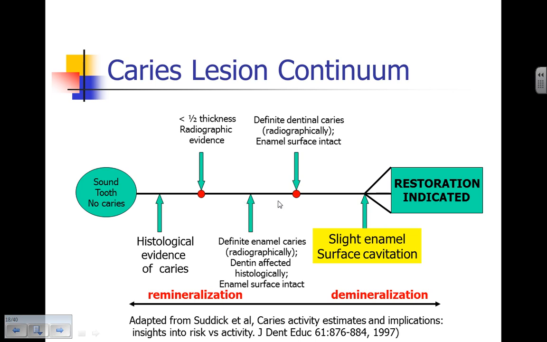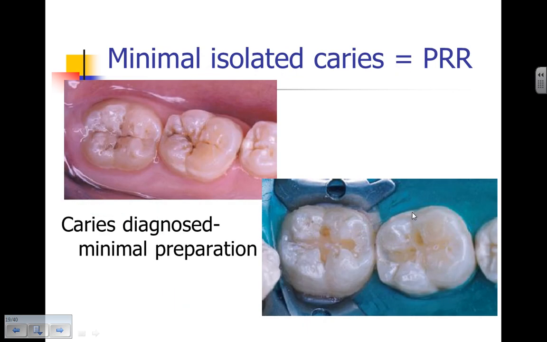Finally, as it progresses and we continue to see the demineralization, we see definite dentinal caries radiographically. The enamel surface is still intact. In fact, we can still remineralize and stop the need for a restoration. But if the progression continues to a demineralization where you see enamel cavitation, loss of enamel surface, roughening, cavitation of the surface, our intervention becomes a restoration. And we can't reverse this cavitation within the tooth, the patient having a cavity.